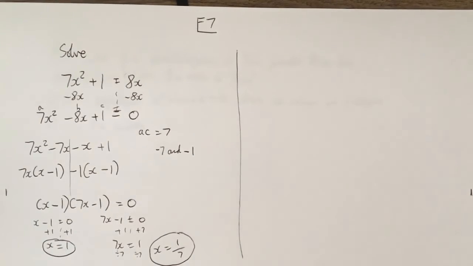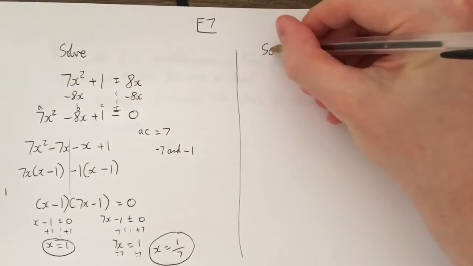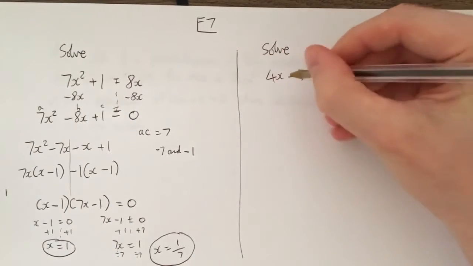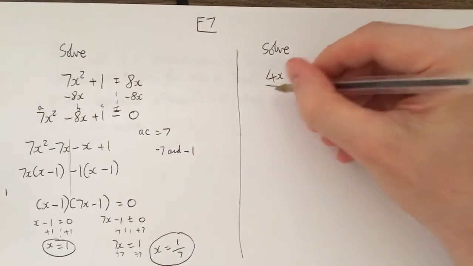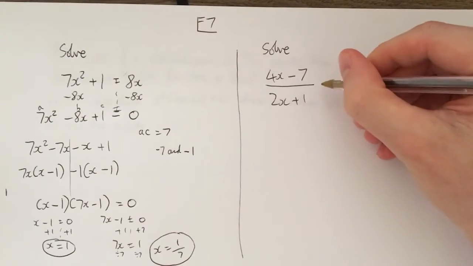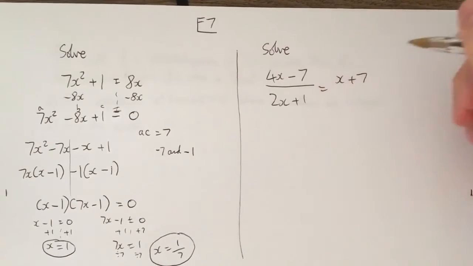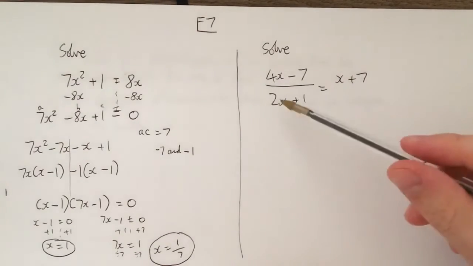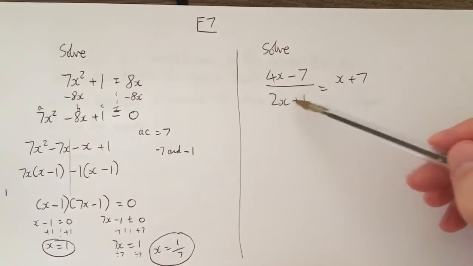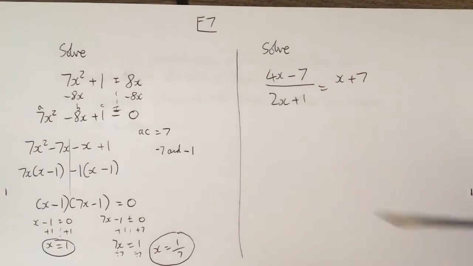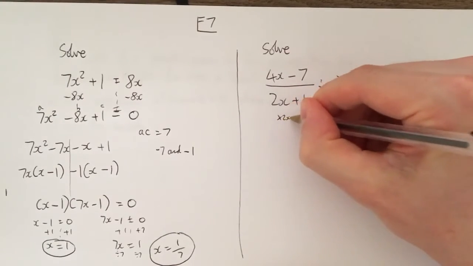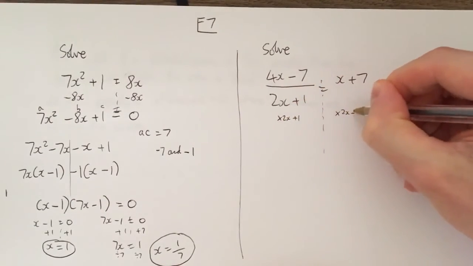I'll quickly go through a second example, and then you can head off to doing it yourself. So solve (4x minus 7) over (2x plus 1) equals x plus 7. Here we've got a couple of steps to do before we can factorize anything. Firstly, I don't like it when I've got a fraction. I need to get rid of the fraction to make them all on the same line. So the first thing I'm going to do is multiply by 2x plus 1, multiply by 2x plus 1.